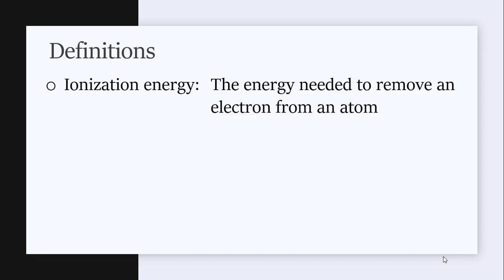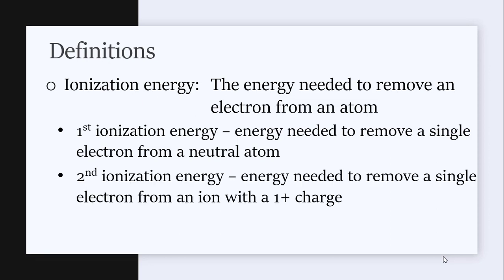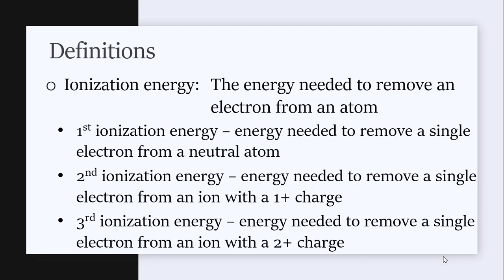Ionization energy, how much energy it takes to remove an electron from an atom. As a matter of fact, this gets broken down even further. The first ionization energy, how much energy it takes to remove an electron from a neutral atom. The second ionization energy is the energy needed to remove a single electron from an ion with a 1+ charge. You're removing a second electron. Here's the definition for the third ionization energy. And this can go on and on until all of the electrons are removed from an atom.